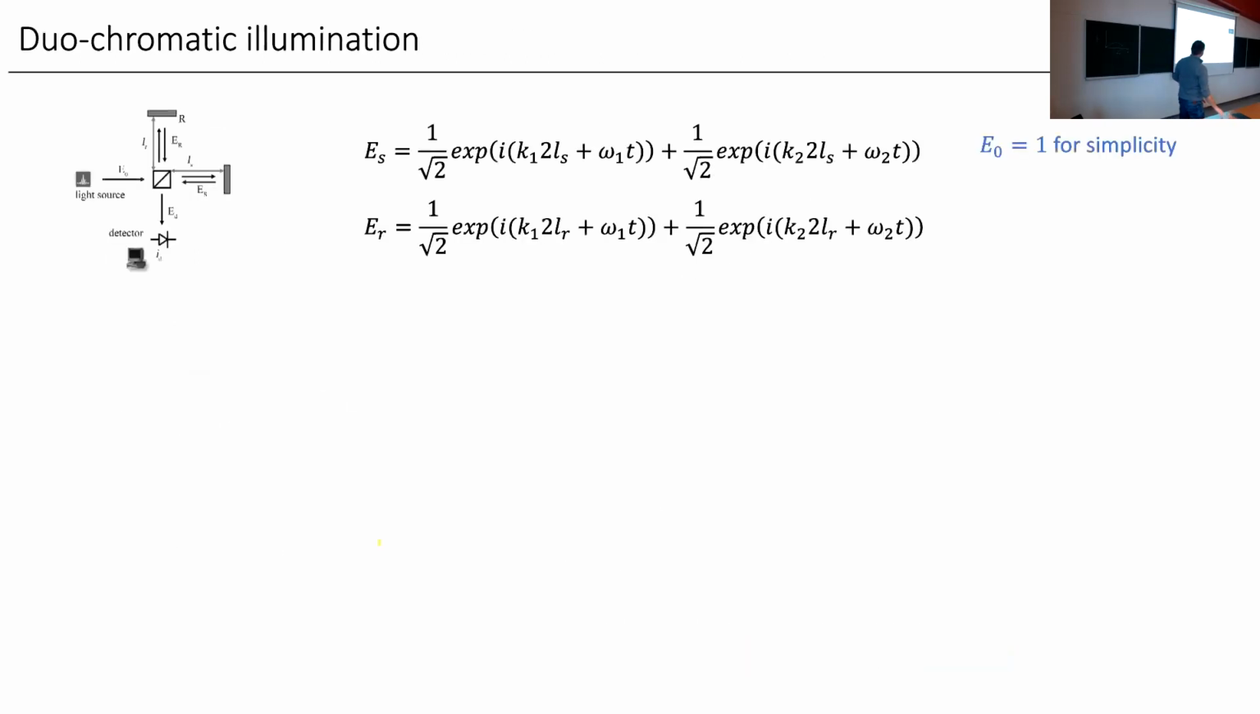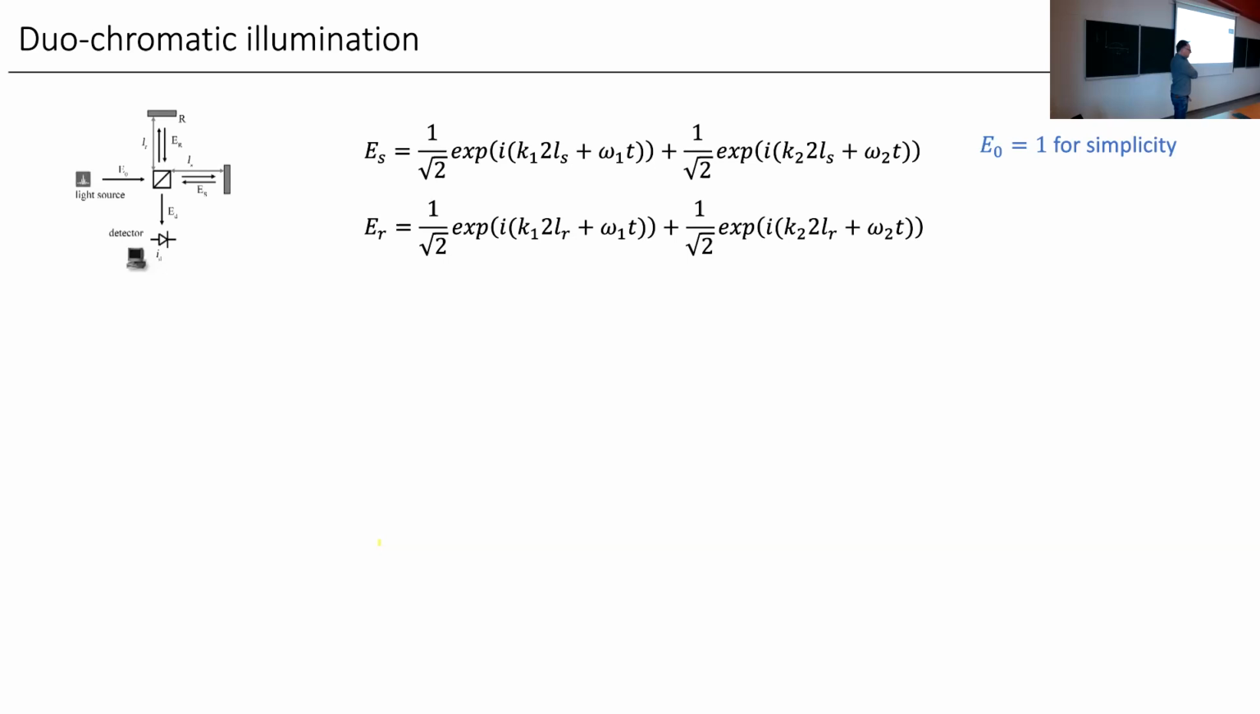Okay, now let's make it a little bit more complicated. What would happen if I had two wavelengths in this interferometer? Then my equations become a little bit more complicated. The sample arm and the reference arm now each have two terms, corresponding to wavelength number 1 and wavelength number 2. Those are the subscripts there.